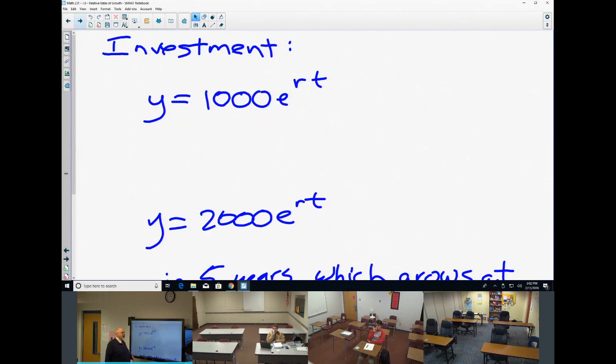Or like an investment of $1,000 or $2,000. If you invest at the same rate, and you ask how long it takes that investment to double or to triple, it doesn't matter how much money you start with. It's the rate that matters. The growth rate would be the same for these two. It doesn't matter which one you start with has more money, it's going to double at the same rate.